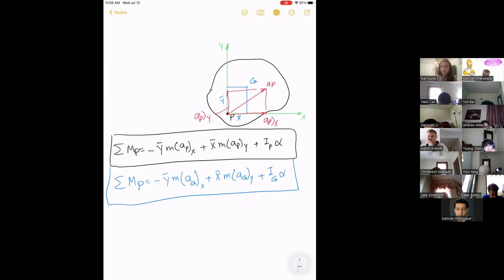Remember, if you use acceleration P, I is also about P. If you use acceleration G, I is also about G. But summation of moments is still about P.